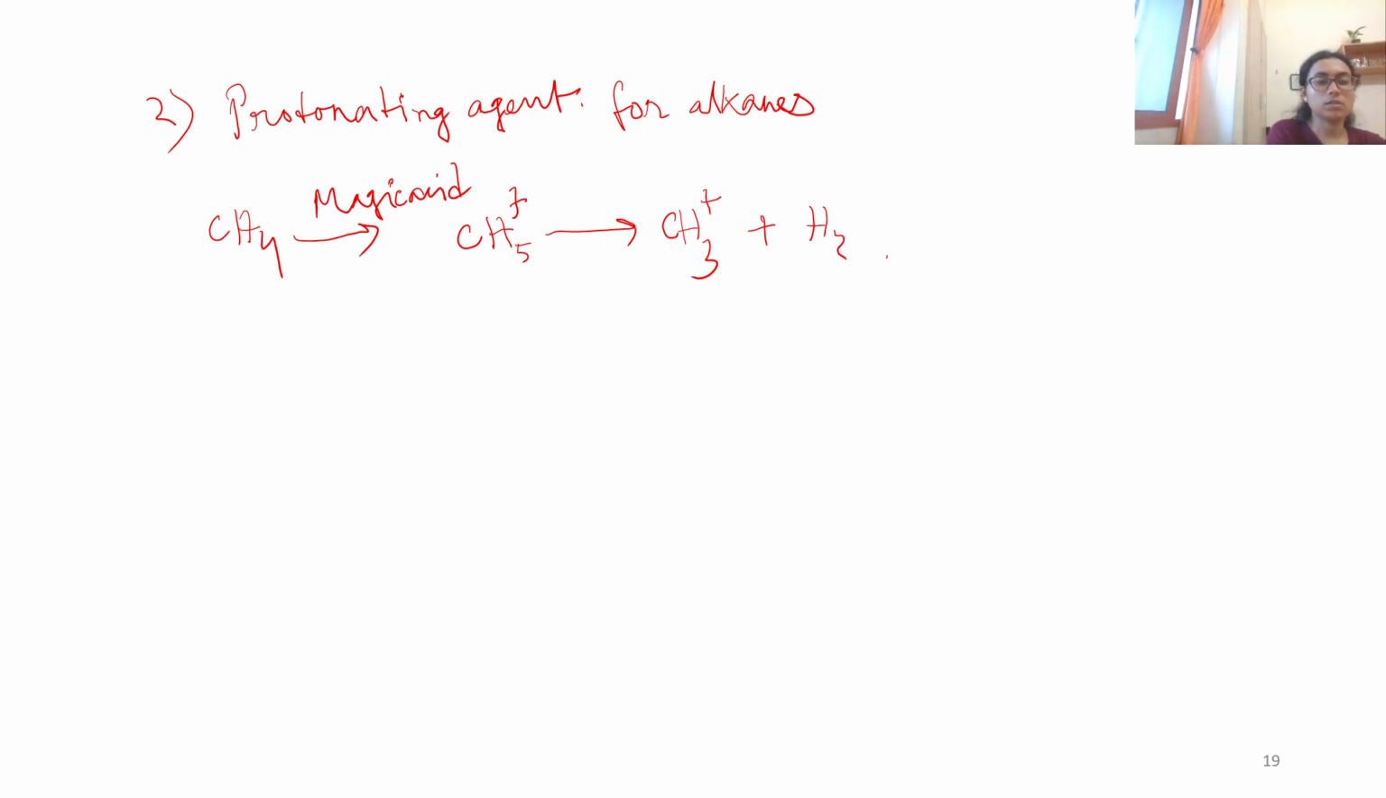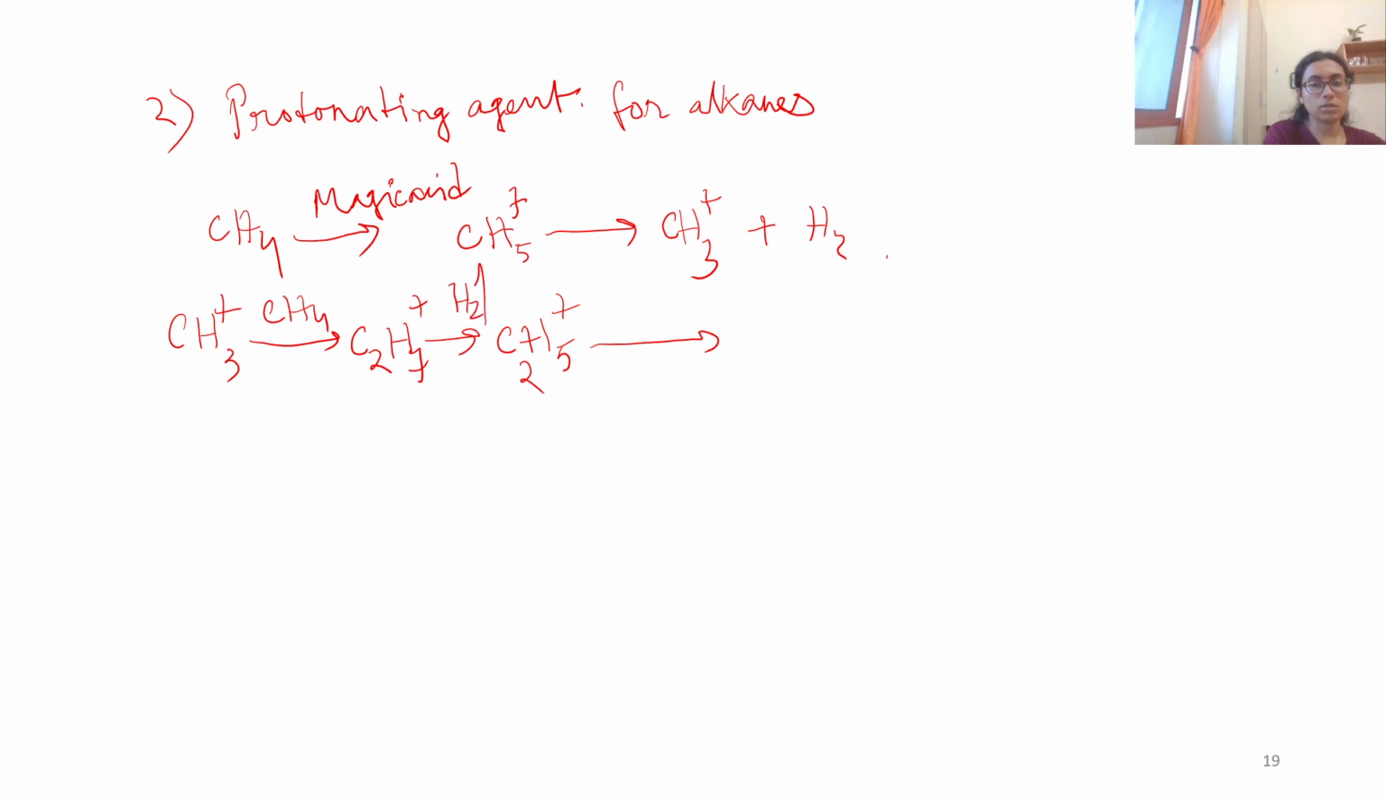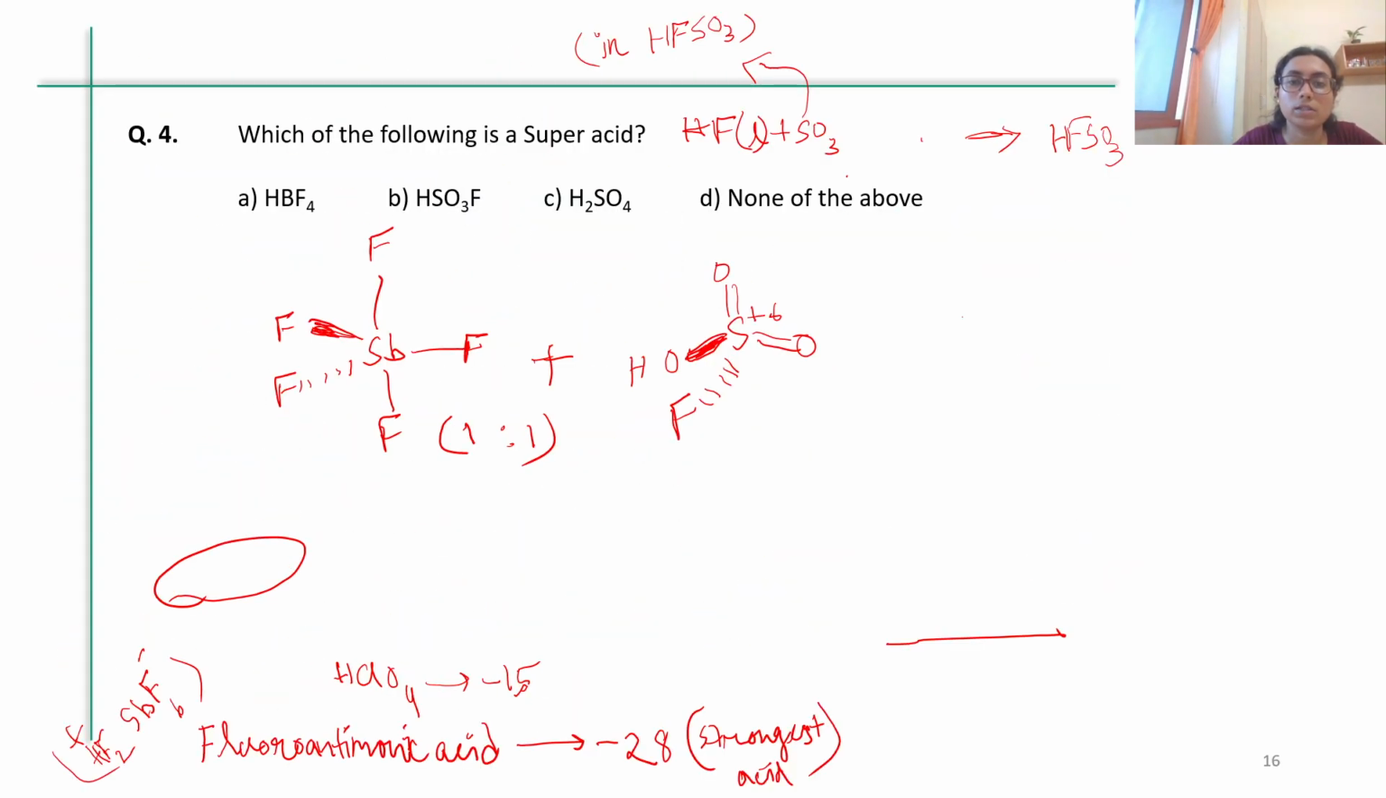Then this CH3 plus can react to another methane molecule to produce C2H7 plus, followed by decomposition to C2H5 plus, and then finally here H2 is evolving. Finally, proton source will be eliminated and be converted to alkene C2H4. So these are the uses of our magic acid.